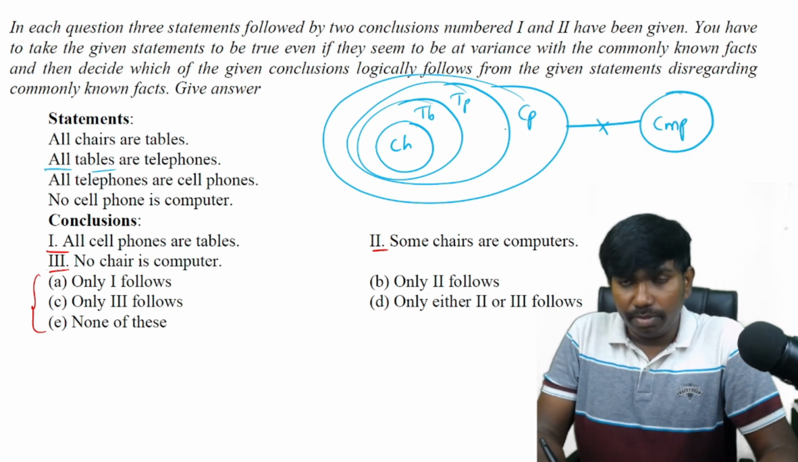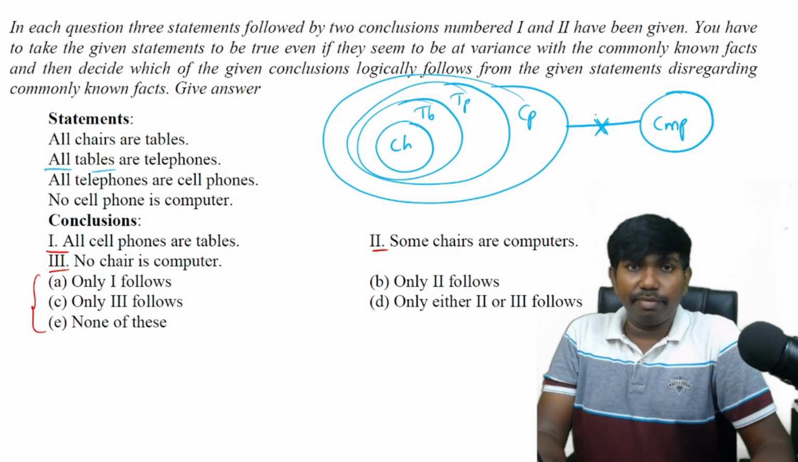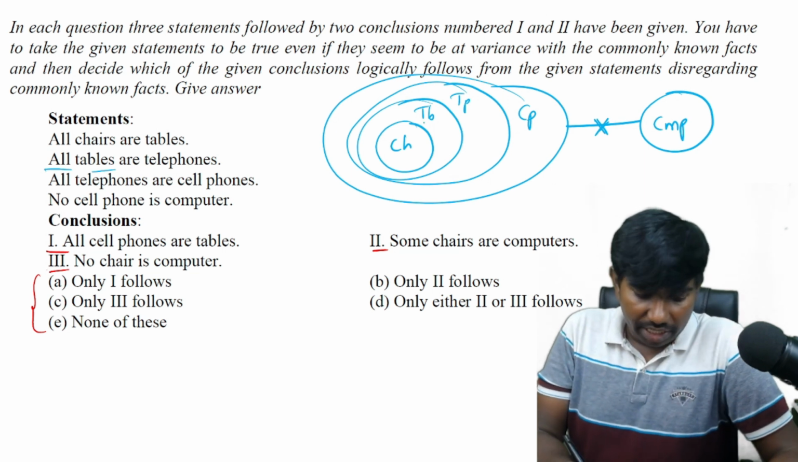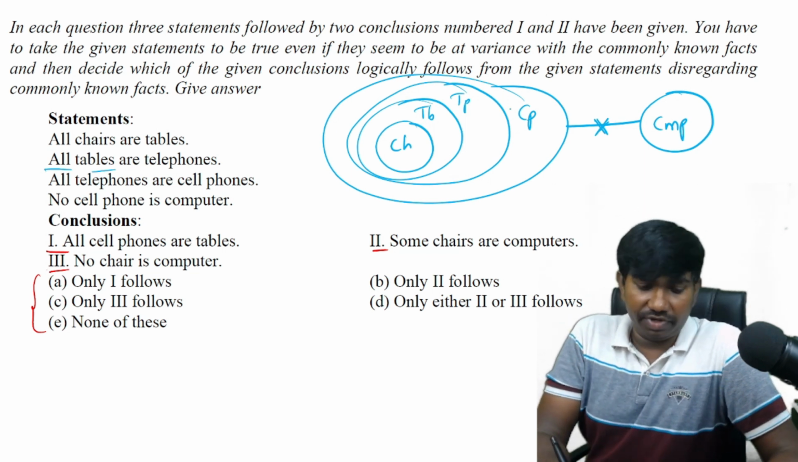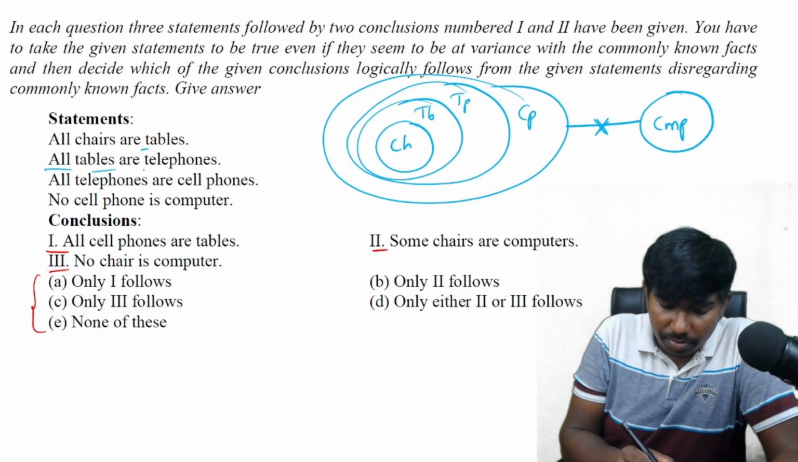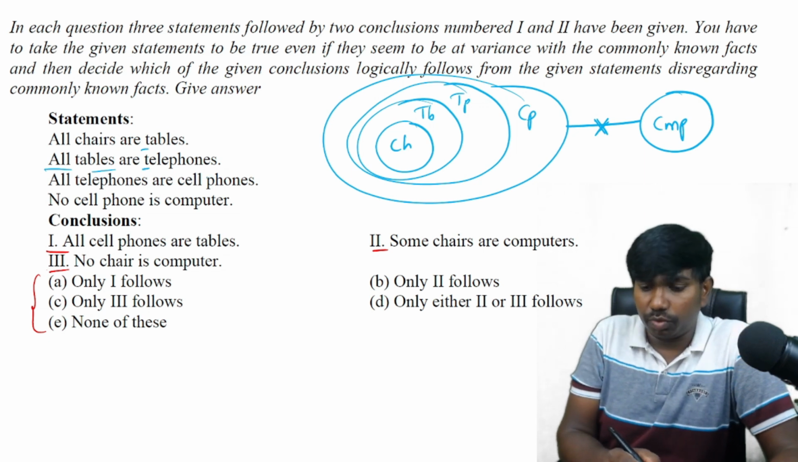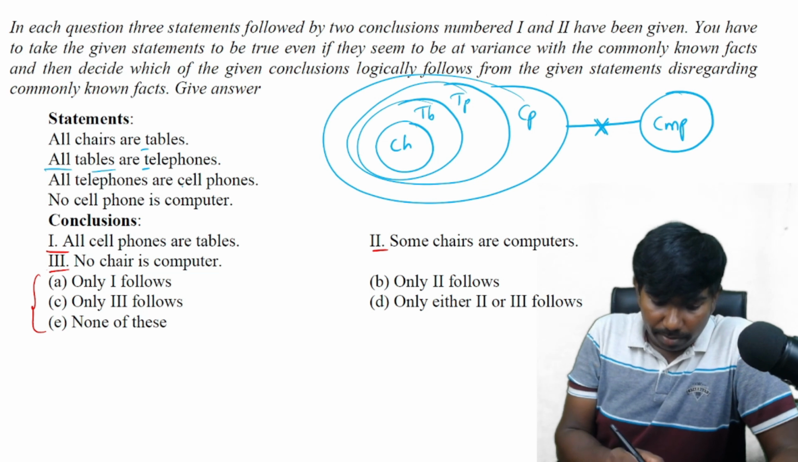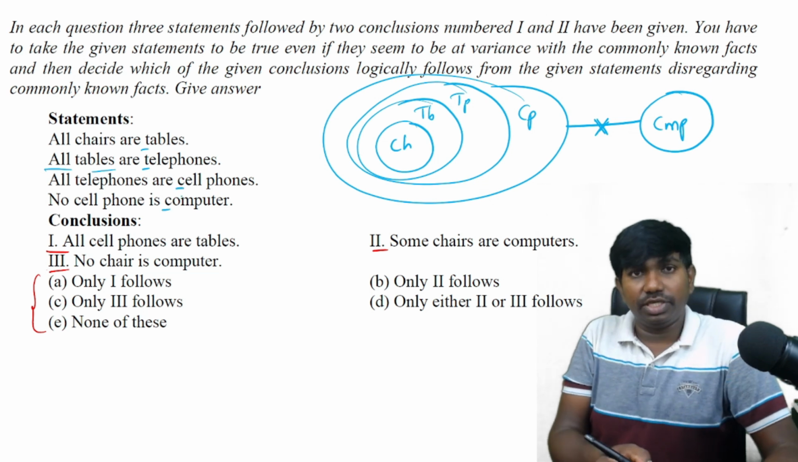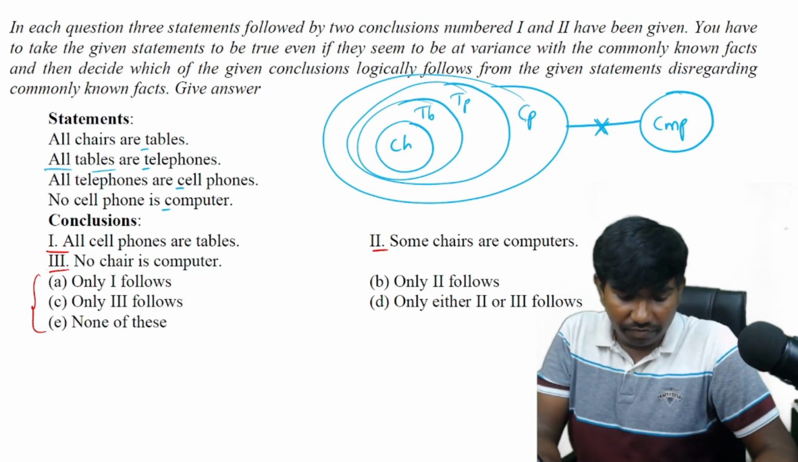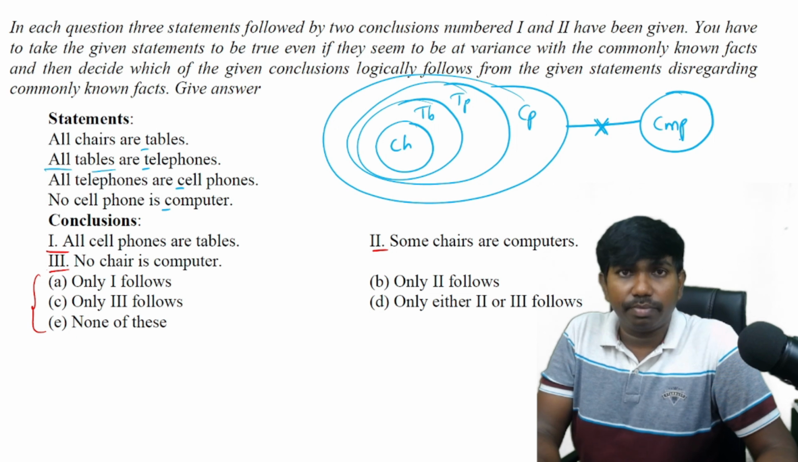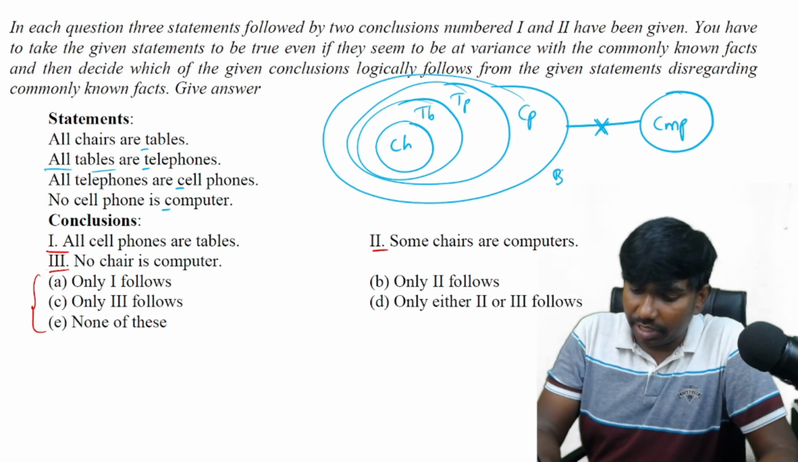CMP I'm taking for computer. And be careful with the notation when the same first letters are there. Table and telephone both have T as the first letter, so you should take a notation that is different to identify both of them. And computer and cell phone also start with C. That's why here I have taken cell phone CP and computer CMP. Okay, right. This is the basic diagram.